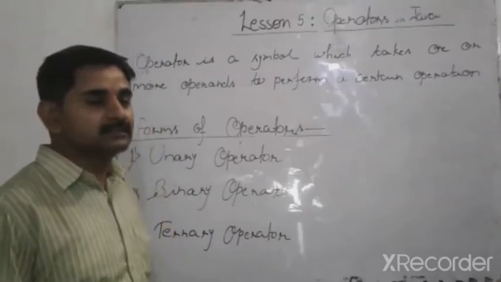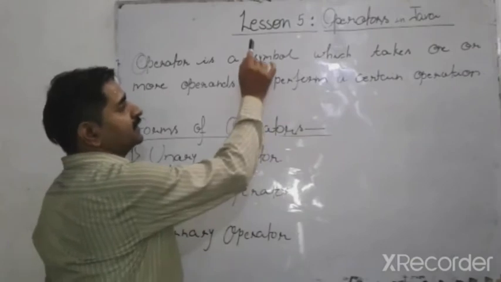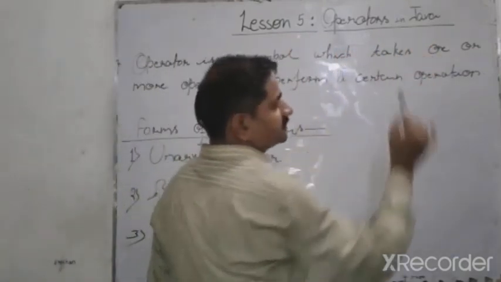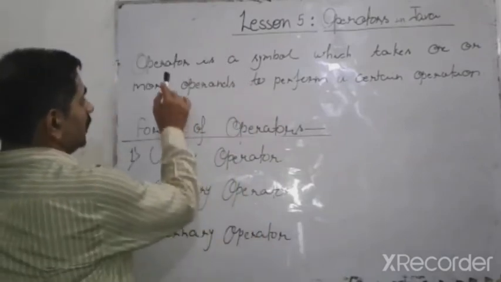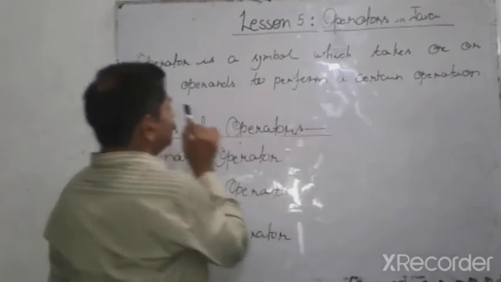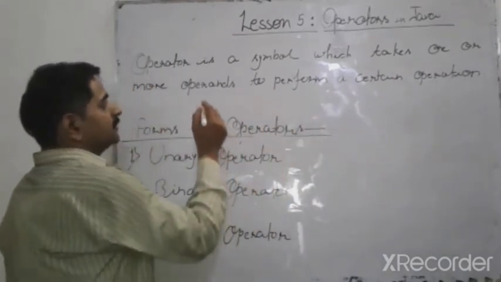Hello students, in this video we are going to start a new chapter, new lesson, 5th: operators in Java. An operator is a symbol which takes one or more operands to perform a certain operation.